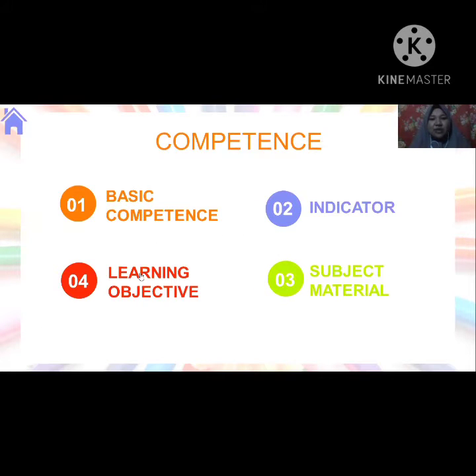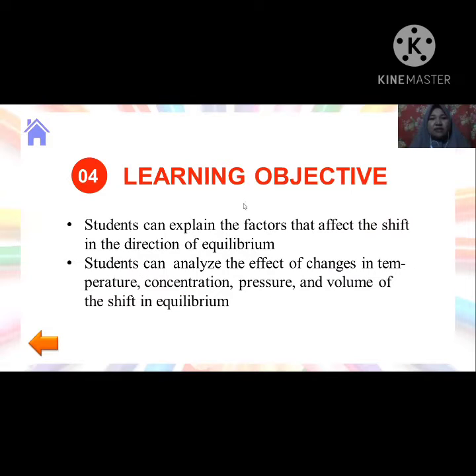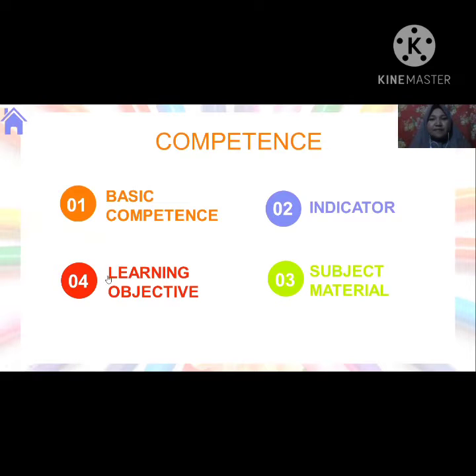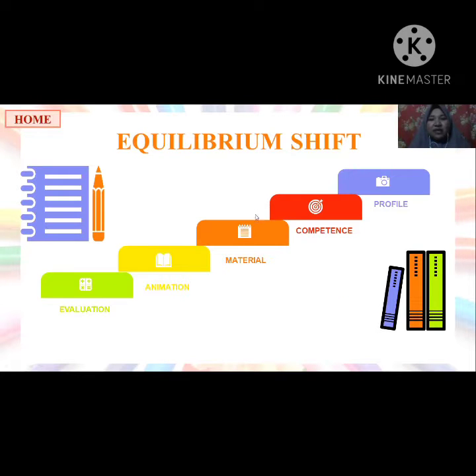And the last one, learning objective. The objective of this learning is that students can explain the factors that affect the shift in the direction of equilibrium and can analyze the effect of the change in temperature, concentration, pressure, and volume on the shift in equilibrium. Okay, there is the competence. Okay, we will next do the main part of this learning, the material.